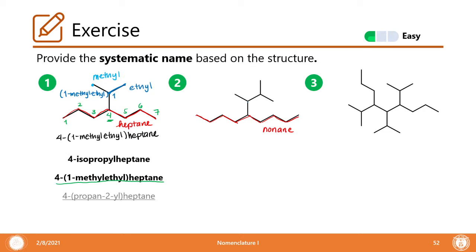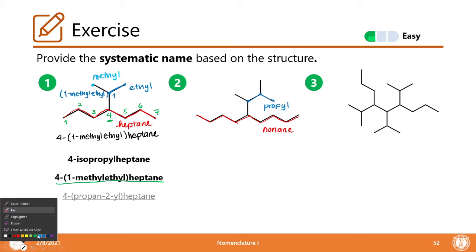Okay. At position 5, we have a complex substituent. At the connecting carbon, we will count 1, 2, 3. So that's the longest chain we can make. I could have gone upwards, it doesn't matter, as long as we find the longest chain of carbons. 1, 2, 3. So that's 3, and so we have a propyl group.